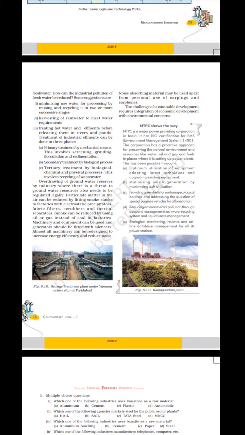Particulate matter in the air can be reduced by fitting smoke stacks to factories with electrostatic precipitators, fabric filters, scrubbers, and inertial separators. Smoke can be reduced by using oil or gas instead of coal in factories. Machinery and equipment can be used and generators should be fitted with silencers. Almost all machinery can be redesigned to increase energy efficiency and reduce noise. Noise absorbing material may be used apart from personal use of earplugs and earphones.